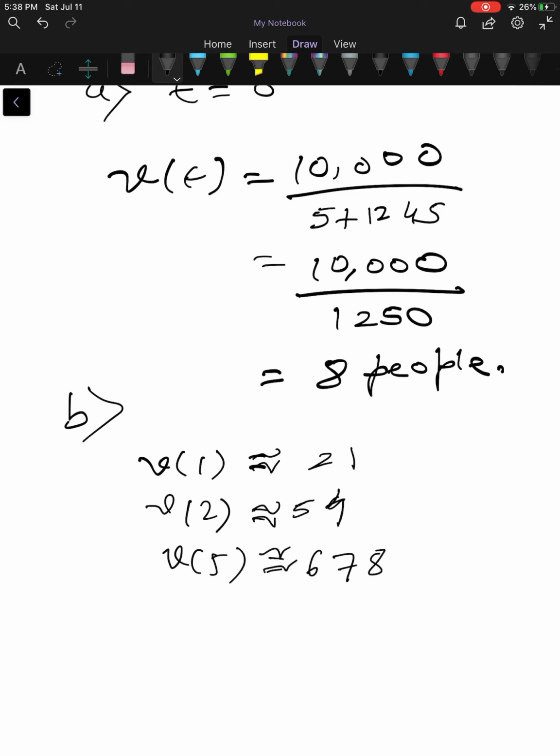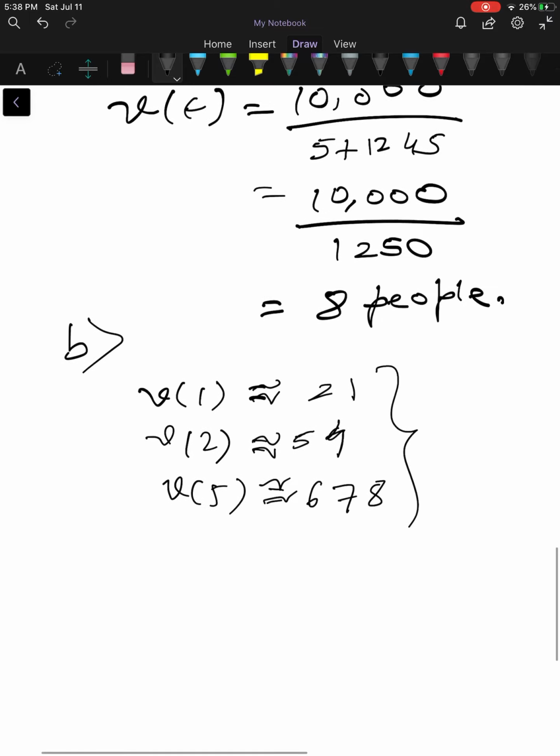This is an approximation, because if you have a decimal, it makes no sense to say 0.1 people. In real life, the number of people is counted by natural numbers, or whole numbers. So you have to approximate it to the nearest value.